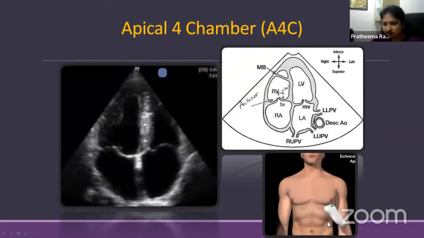And this is the 4-chamber view. We can see that it is in the apex, and the pointer is towards the left shoulder again. So we can see the right ventricle, left ventricle, right atrium, and left atrium. And we can just rotate, do some adjustments, and see the descending aorta and pulmonary veins also.